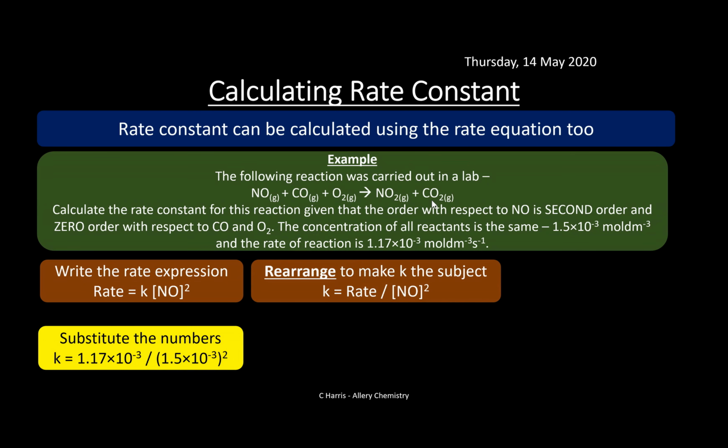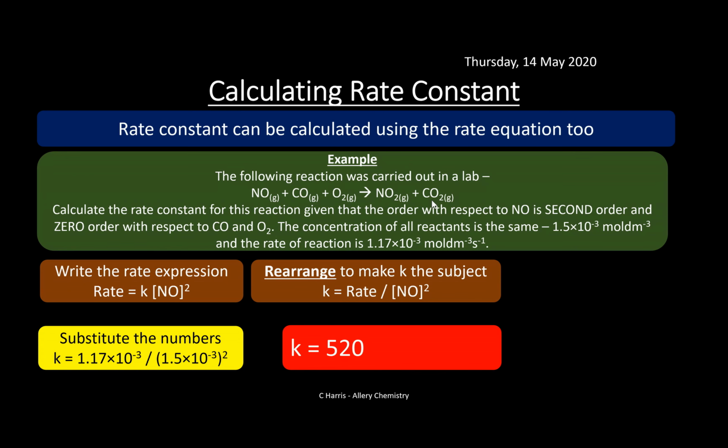And then we chuck our numbers in. So rate is 1.17 times 10 to the minus 3. The concentration of NO is 1.5 times 10 to the minus 3 squared. Put all that in and we get the value of K, which is 520. Now, remember we said the units of rate are the same, whatever conditions it's in, but K isn't, and we need to work out the units of K.